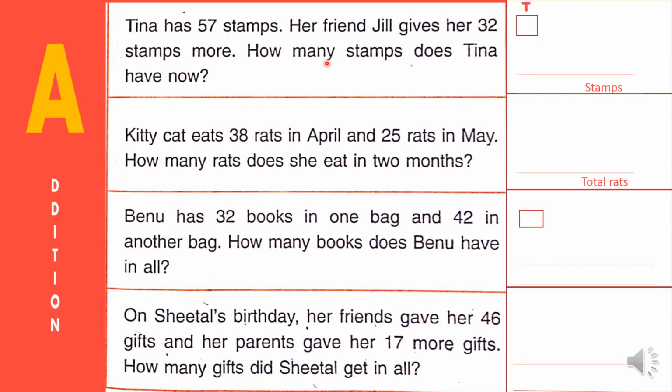Okay, so first we have to write tens, ones. Now Tina has how many stamps, children? 57 stamps. So we are writing 57 like this. Her friend Jill gives her 32 stamps. So Jill gives her how many stamps, children? 32 stamps. Okay, this is the addition symbol. When you are doing it, you must keep this symbol. Now we have to add these two numbers.